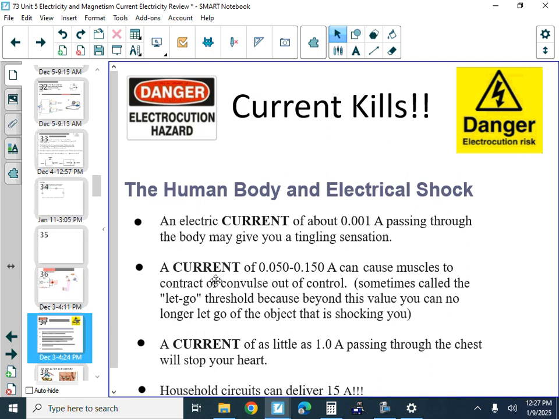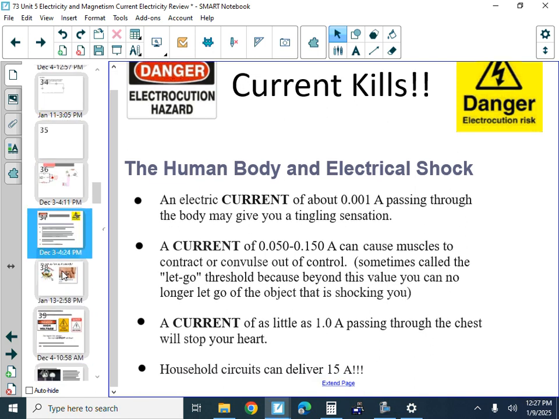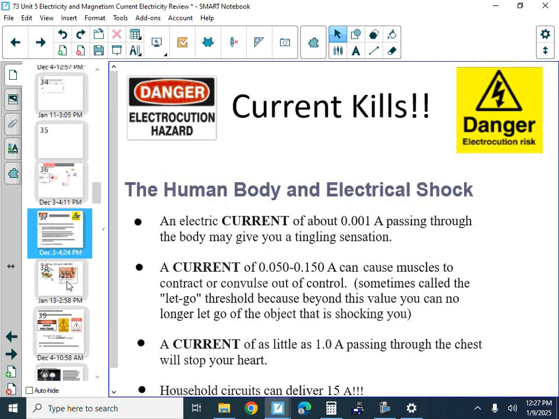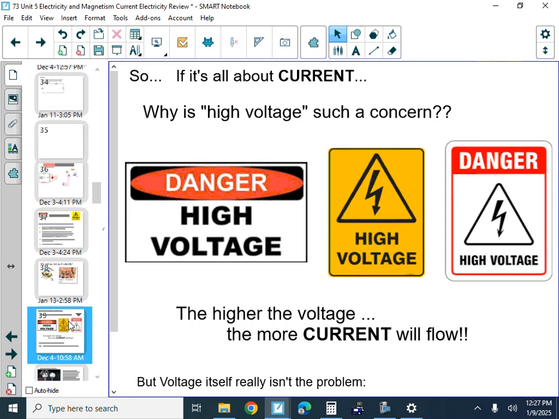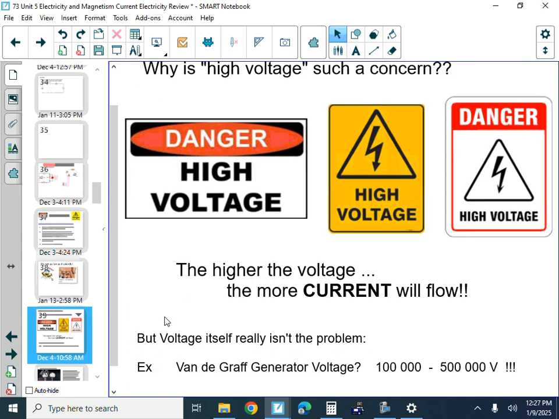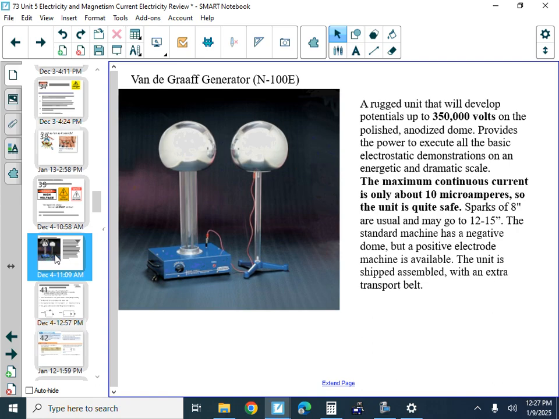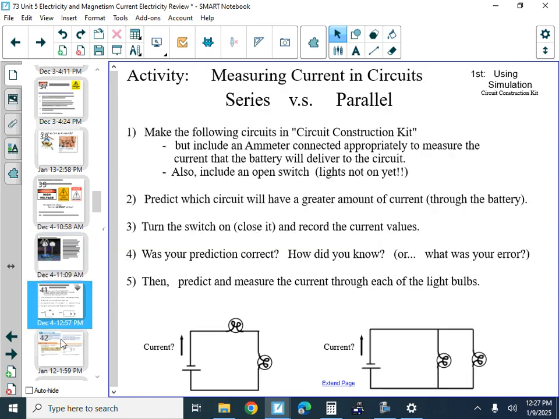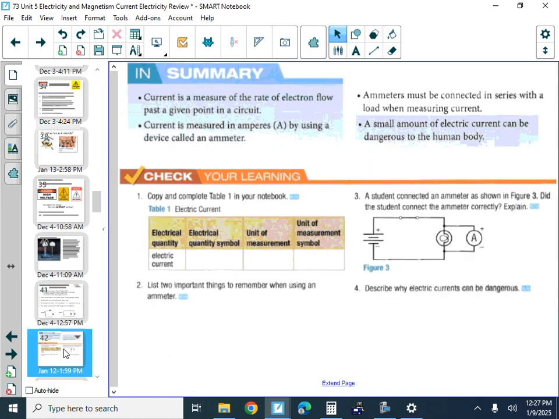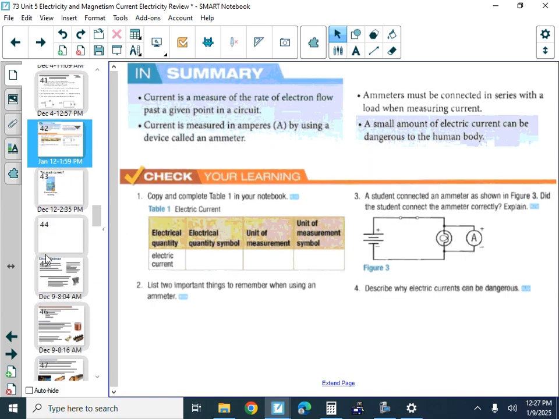Current is what is dangerous, and obviously, we see signs about high voltage and whatnot, but the higher the voltage, the more current will flow, of course, in general. But you probably had a chance to play around with Van de Graaff generators and Tesla coils, and the Van de Graaff generator like this would make 350,000 volts, but very, very little current, right? So it doesn't kill you. It just zaps through, and you feel the shock and whatnot, but it doesn't hurt you.